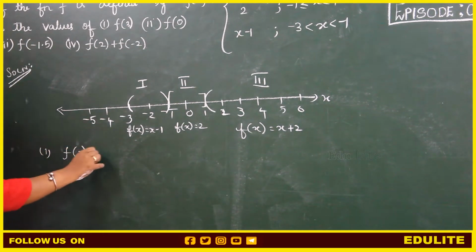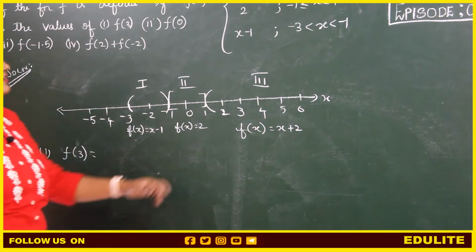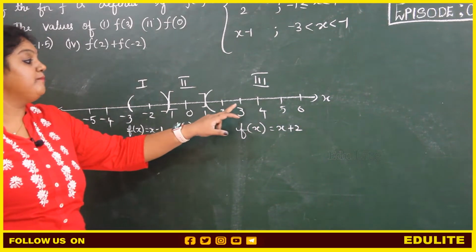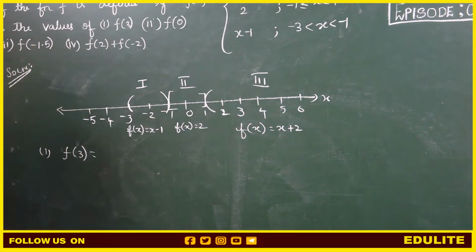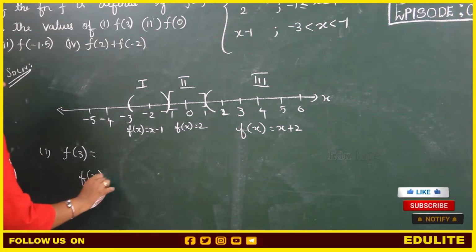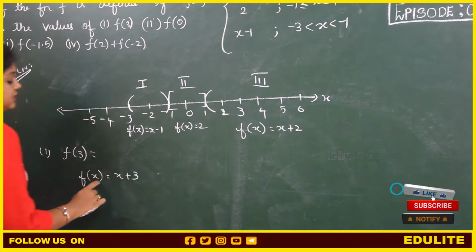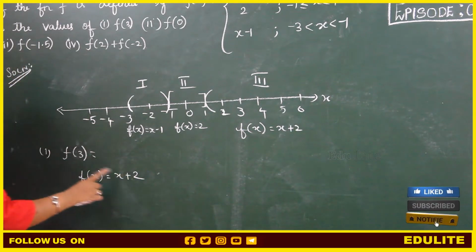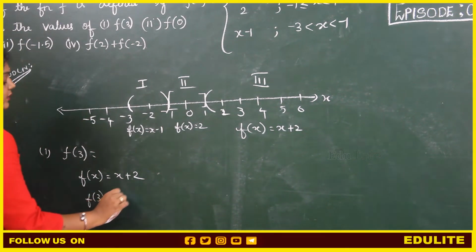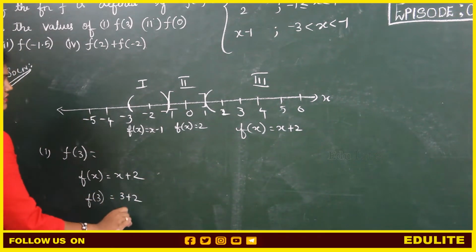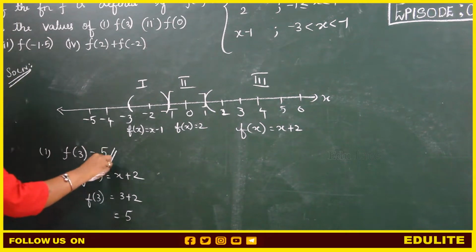f of 3: the x value is 3, so it lies in the third interval. Therefore, we should use the value of f of x as x plus 2. So, we have to substitute x equals 3. Therefore, f of 3 equals 3 plus 2, which is 5. Therefore, f of 3 is 5.